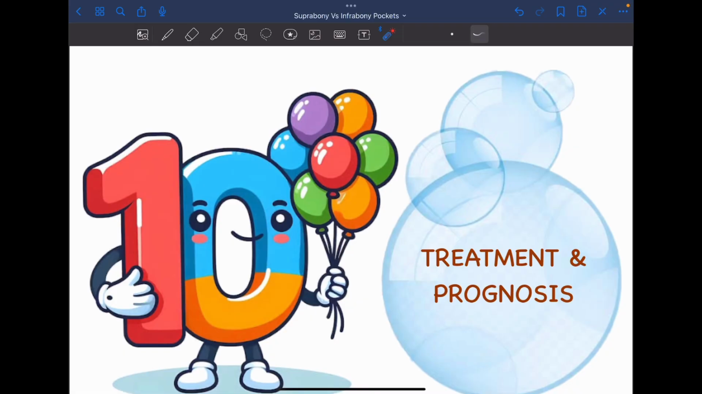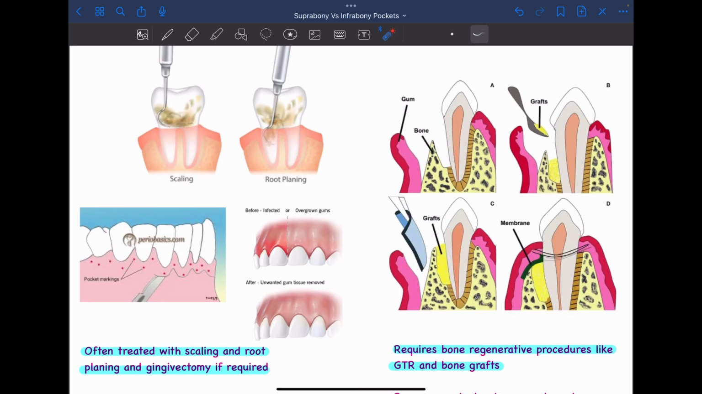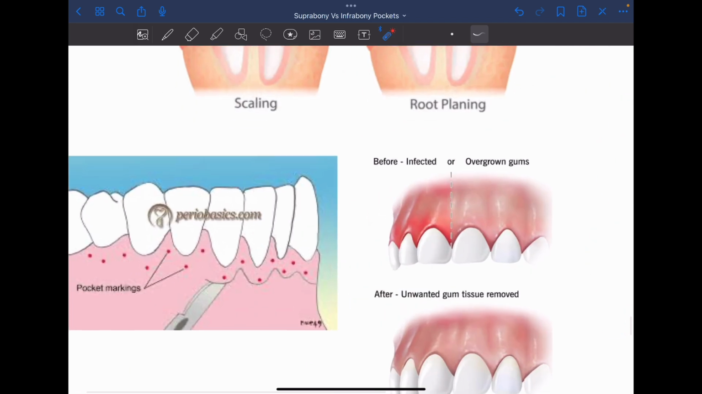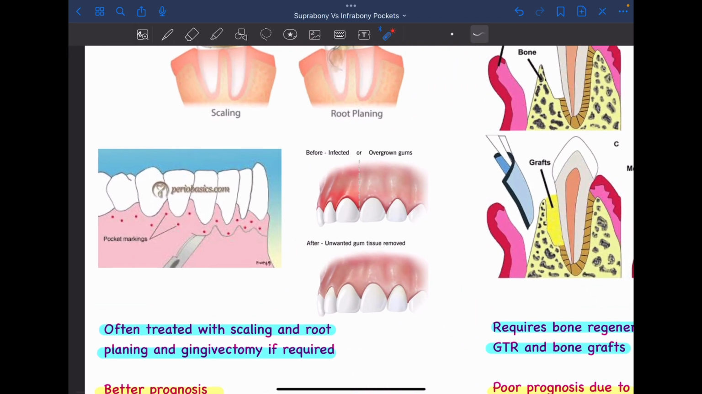Moving on towards our 10th difference, that is between the treatment and prognosis for suprabony and infrabony pockets. So here is our suprabony pocket. Here the treatment is majorly done via scaling and root planing. So simple periodontal therapy is effective in case of our suprabony pocket. And if at all required, we can also ask the patient to undergo gingivectomy. So this is the diagram. Here are the pocket markings. Later on, these pockets will be removed.